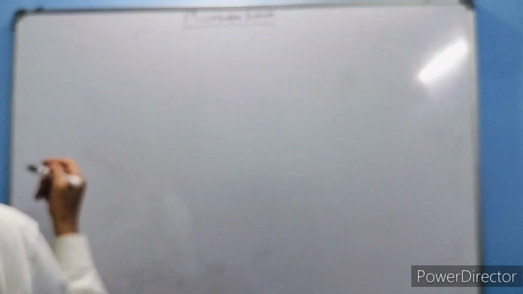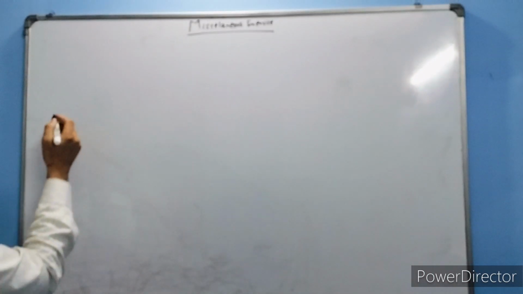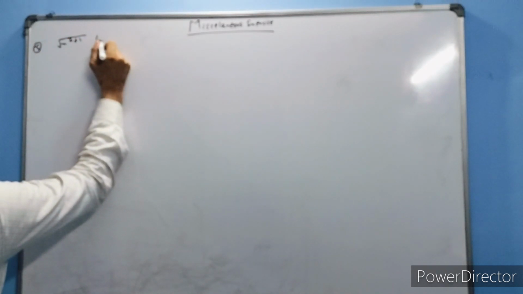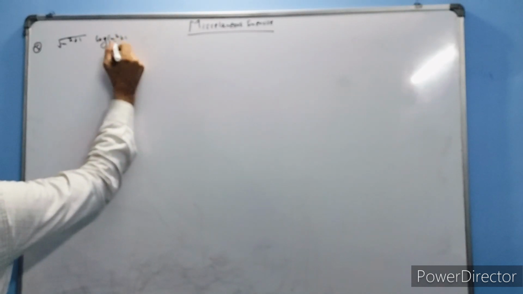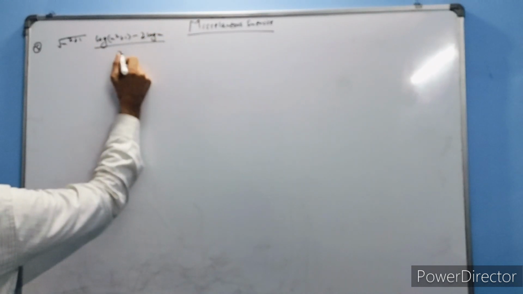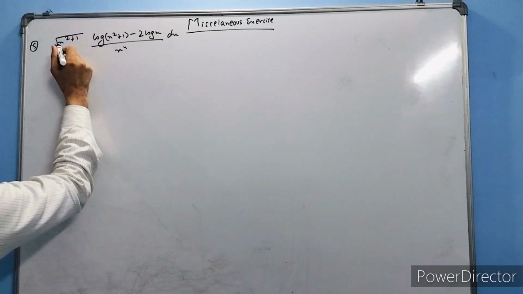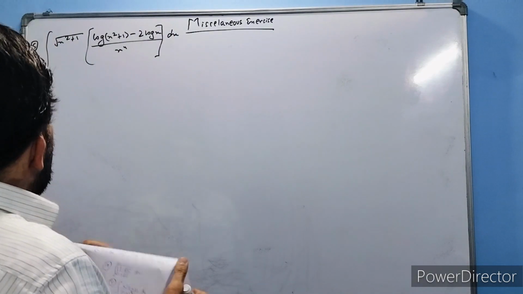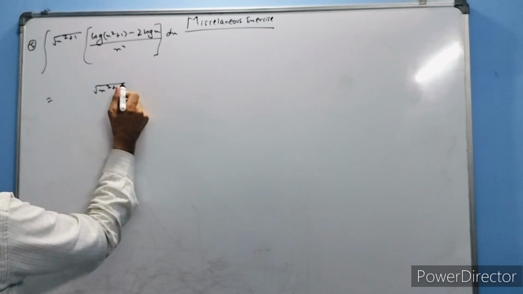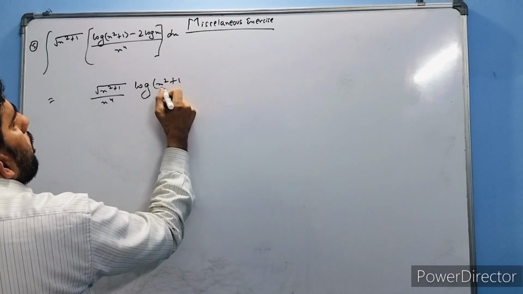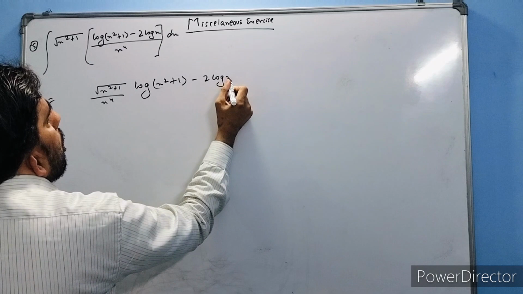Now let us try to solve the fifth one. Now we have the fifth one, that is x square plus 1 times log x square plus 1 minus 2 log x, upon x4, dx. We have this 2 log x. So what we can do here, we can write like this: x square plus 1 upon x4, and here we'll write log x square plus 1 minus 2 log x.